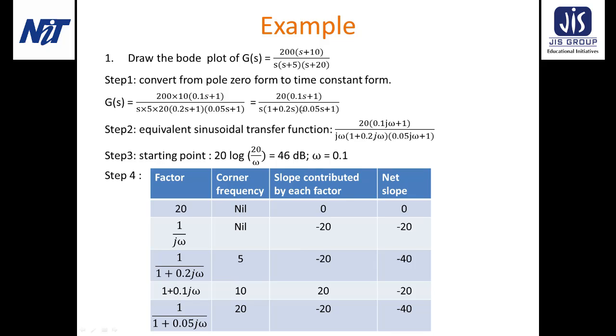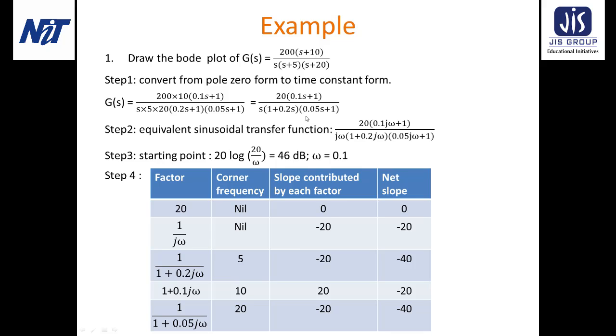Now next we will consider this term. Here the tau is 0.1. So when tau is 0.1, then 1 by tau will be 10. So the corner frequency will be 10. And for 1 plus 0.2s, here the tau value is 0.2. So the omega value will be 1 by 0.2, that is equal to 5. And for this one, the value is 20.